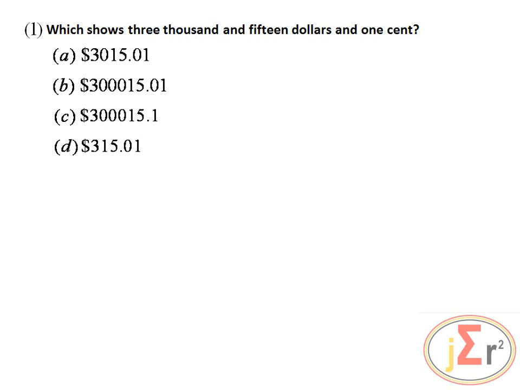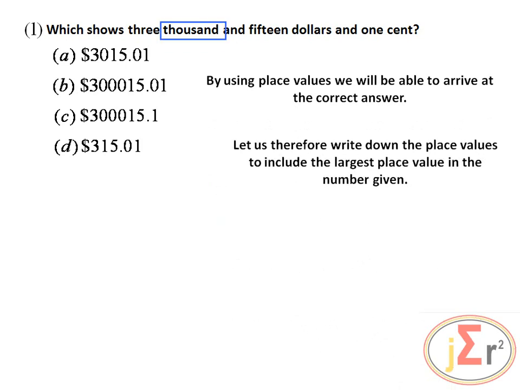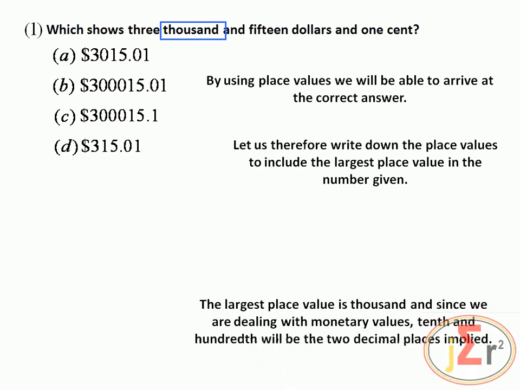We will begin with the first question, which shows $3,015.01. By using place values, we will be able to arrive at the correct answer. So let us therefore write down the place values to include the largest place value in the number given. The largest place value is 1,000, so we are going to write down the place values in order that we will cater for the highest place value.